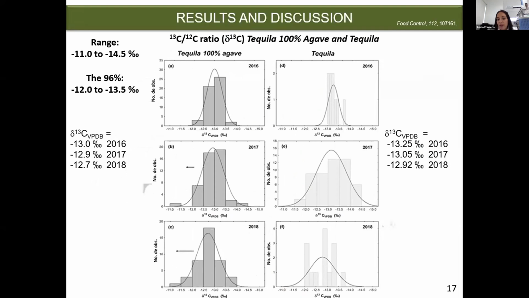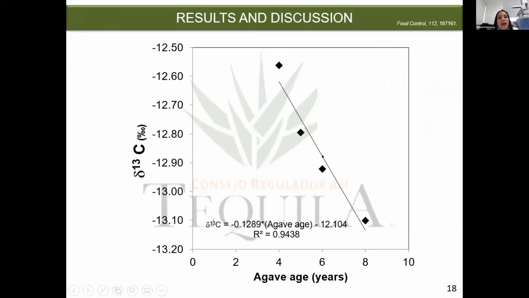Now we did a correlation between carbon-13 versus agave age, and we found the younger plants have more positive values compared to older plants. This is attributed to the photosynthesis of the plants in the fields, and you can see it in this chart.